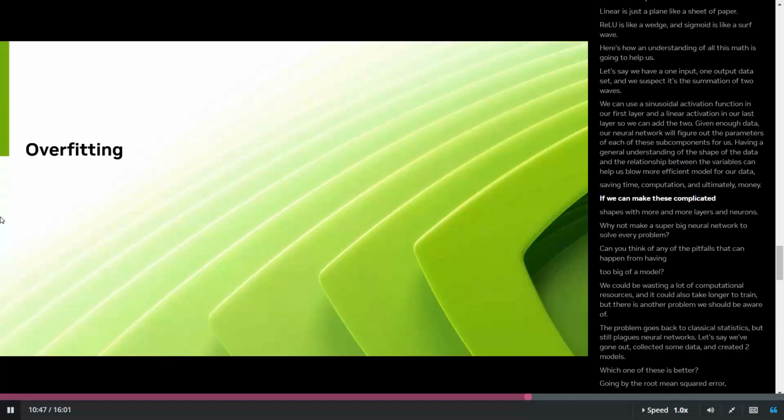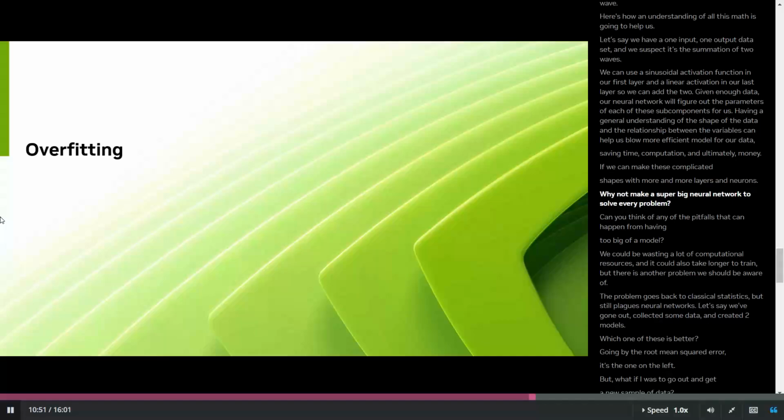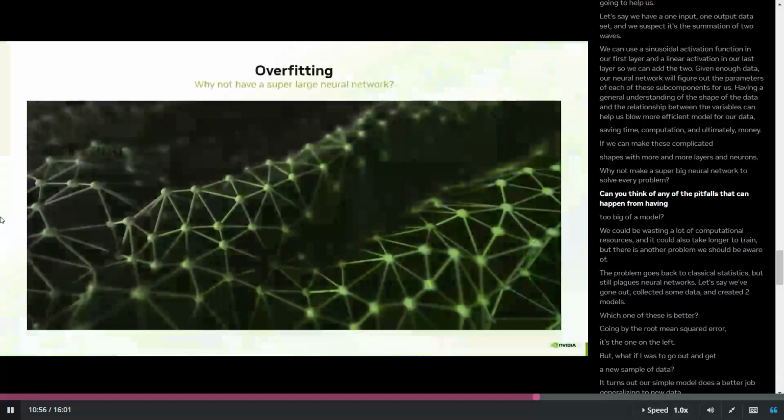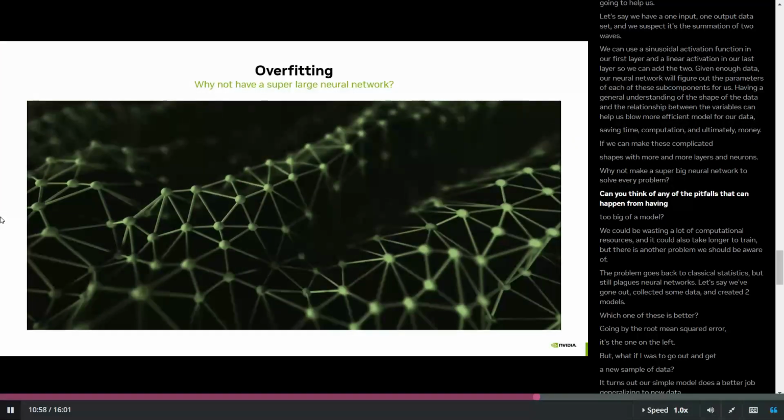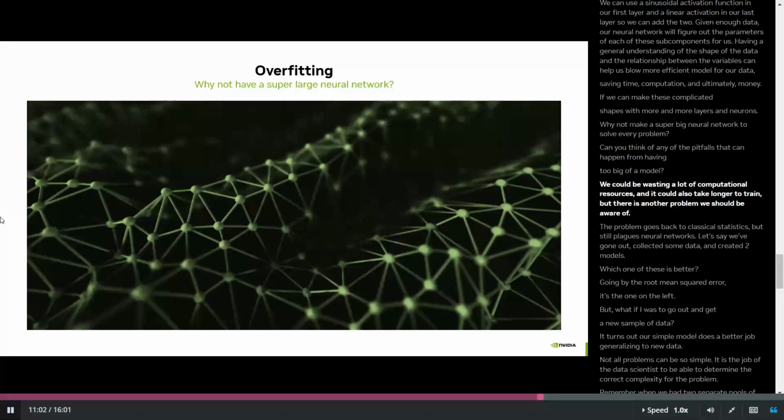If we can make these complicated shapes with more and more layers and neurons, why not make a super big neural network to solve every problem? Can you think of any of the pitfalls that can happen from having too big of a model? We could be wasting a lot of computational resources, and it could also take longer to train. But there is another problem we should be aware of.